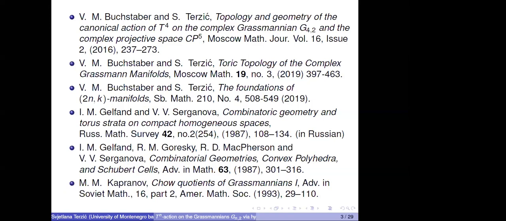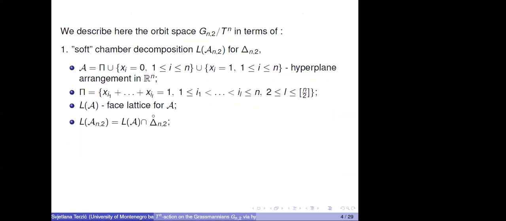In this direction, I may say we recently published three papers. In the first two papers, we mostly considered the action on the Grassmann manifolds G_{4,2} and G_{5,2}, while in the third paper, we established the theoretical foundation for the action of the torus T^k on 2n-manifolds. Here, in providing a description of the orbit space, we will use three main ingredients.